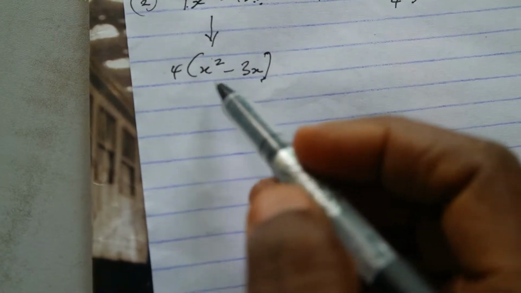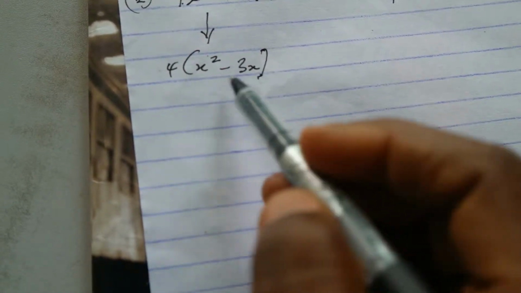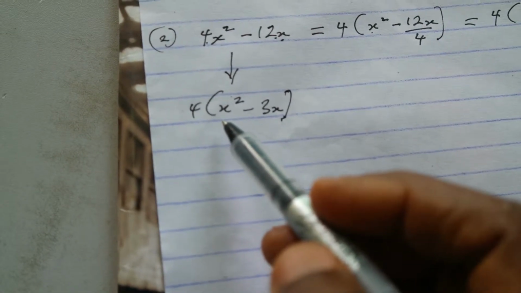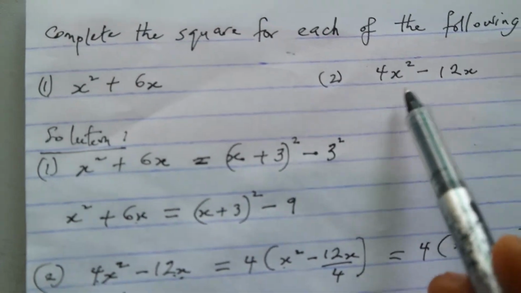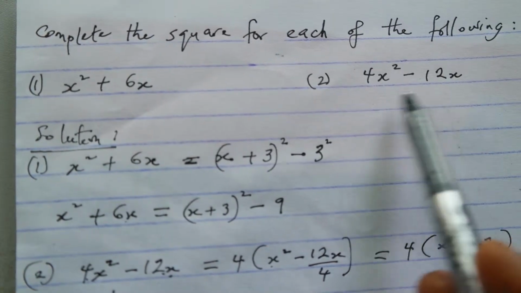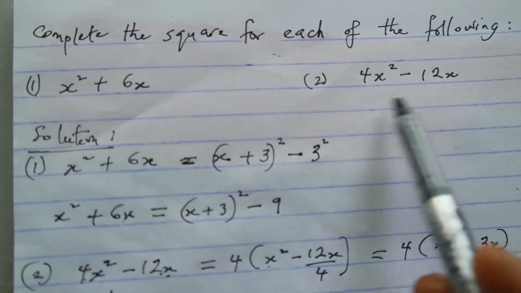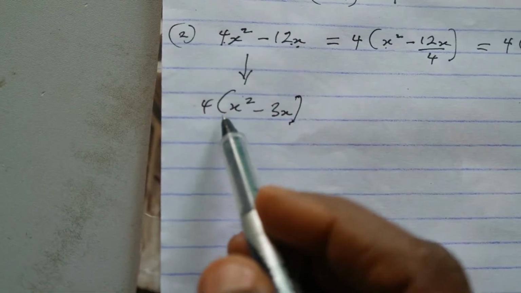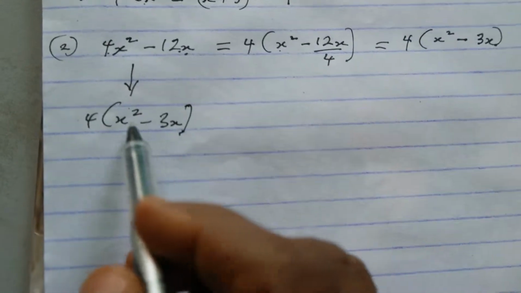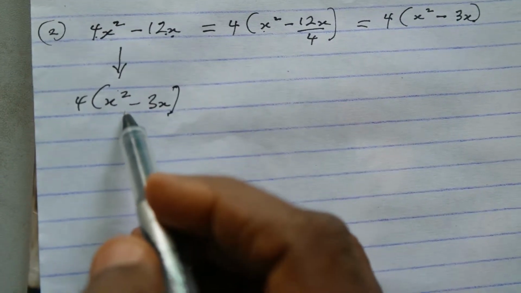Now, we are asked to complete the square for the expression. This is the expression 4x squared minus 12x. We have to complete the square for it. From there now, so we have this. We have this already, 4 into x squared minus 3x. So we complete the square for what we have inside alone.